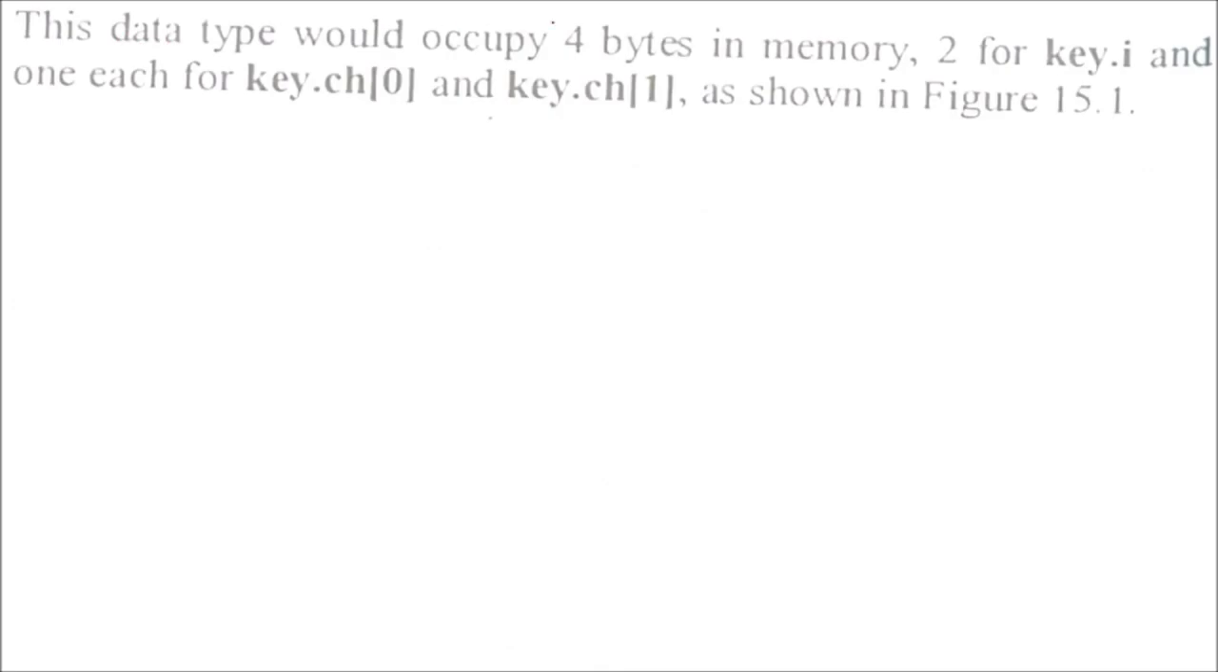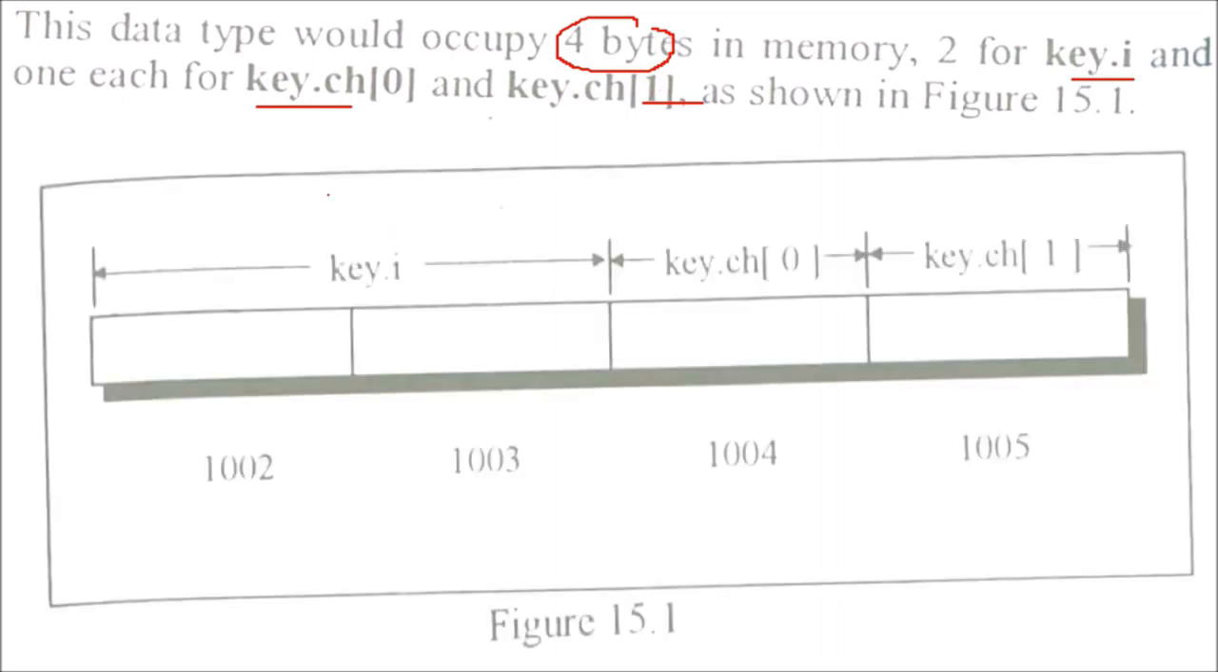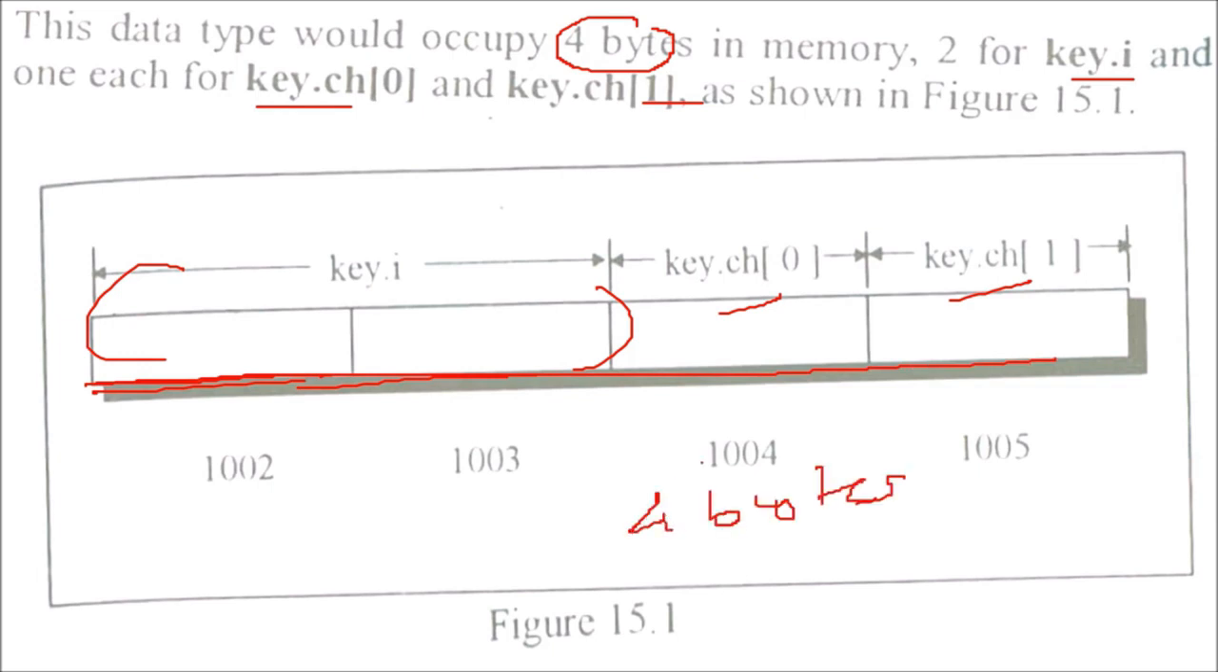So this data type would occupy how many bytes? 4 bytes. See, if we say integer takes 2 bytes, and the character array takes 2 bytes, so 2 plus 2 is 4 bytes, right? So this is how it is done. This is 1002 and this takes 1 byte. This is for integer. So integer in all takes 2 bytes if we talk about Turbo C and C++ compiler. But for character it is 1, character it is 1. So in all, how many places are being taken? These are 4 bytes.